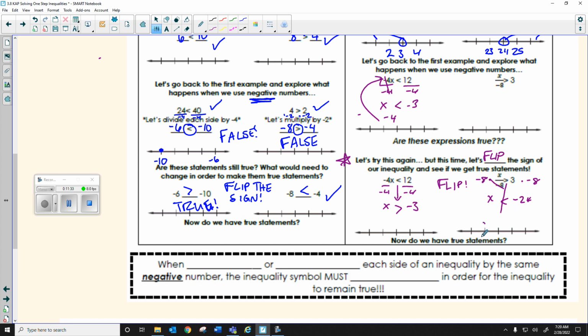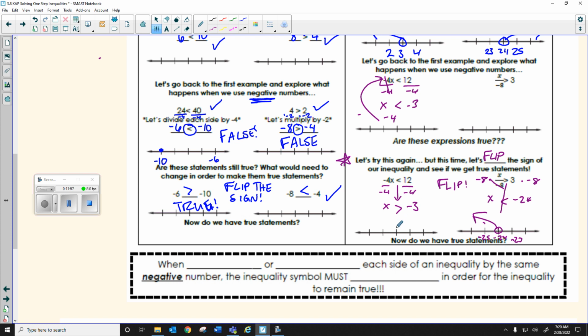So if I put negative 25, negative 24, negative 23, it's an open circle on negative 24. Sorry, my numbers are so crunched. And everything less than. Again, if I pick, let's say, negative 32, negative 32 over negative 8 would give me positive 4, and that is greater than 3. So that works out when I flipped that sign.